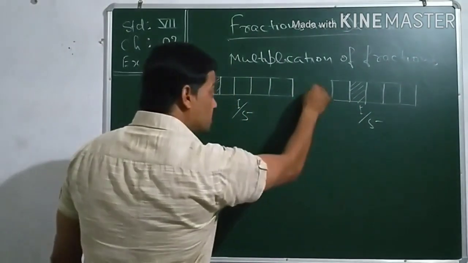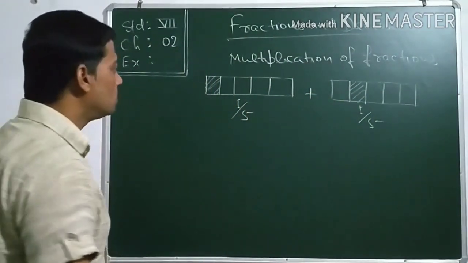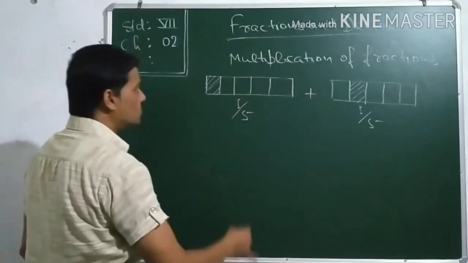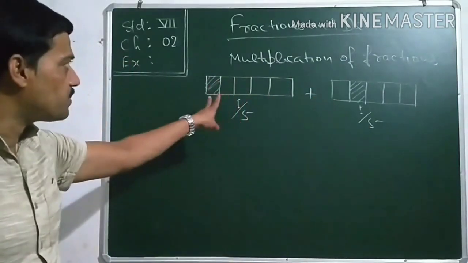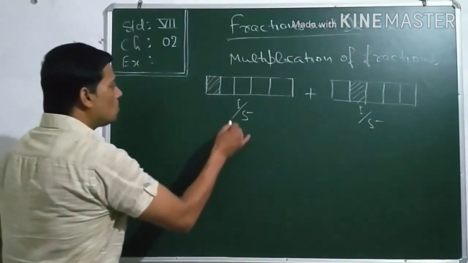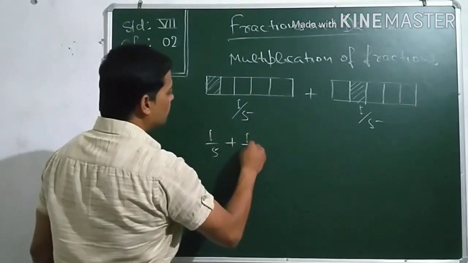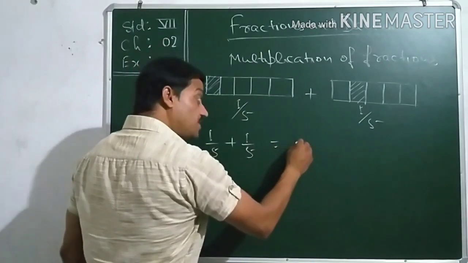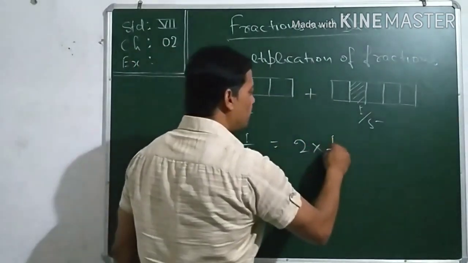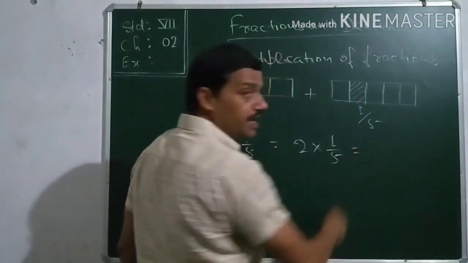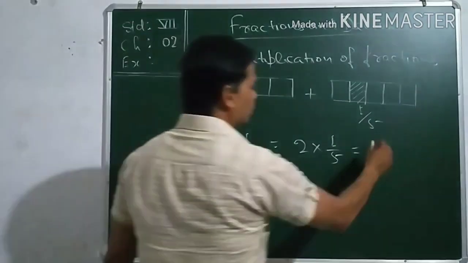If you need to take the sum of both the fractions, as we have represented fractions here, so 1 by 5 plus 1 by 5. Of course, we can write it as 2 into 1 by 5. See, what do we get? This is 2 by 5.